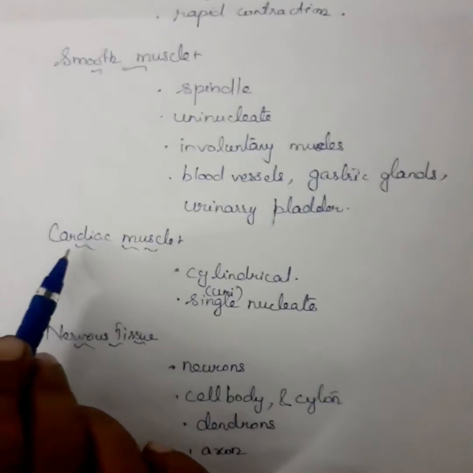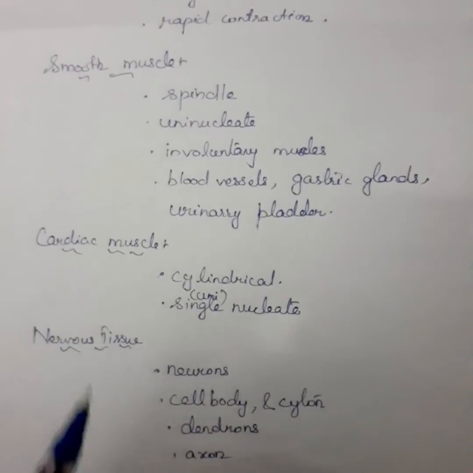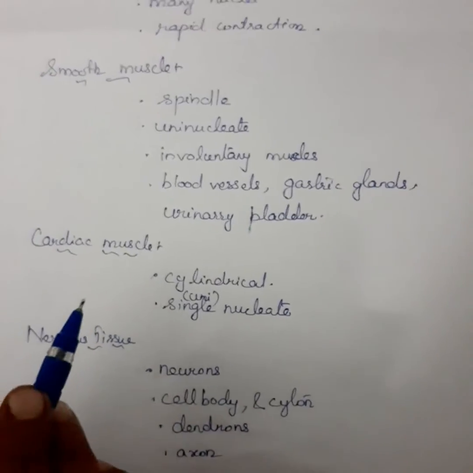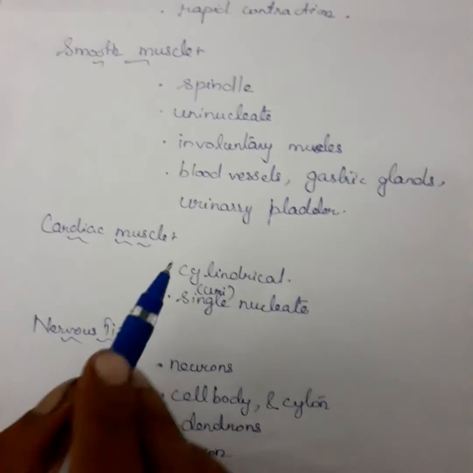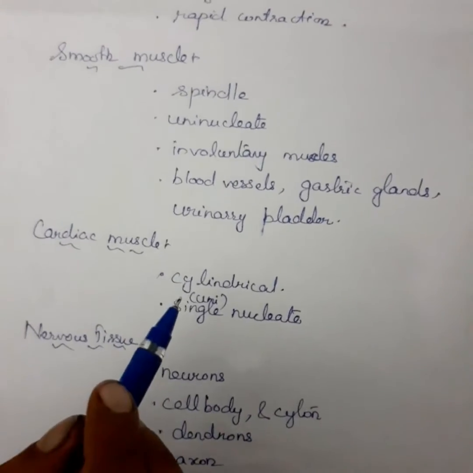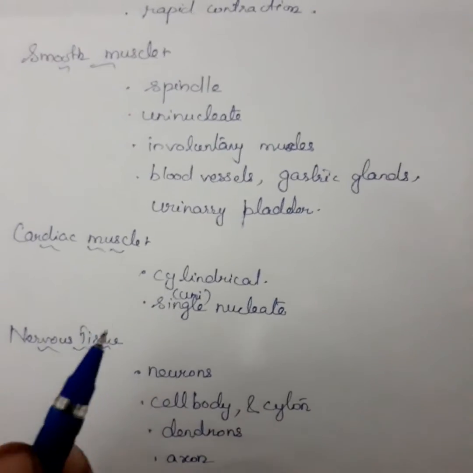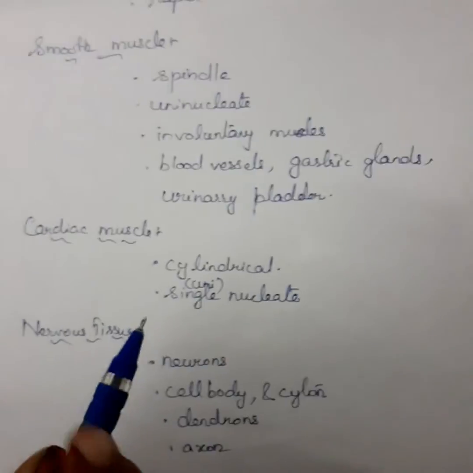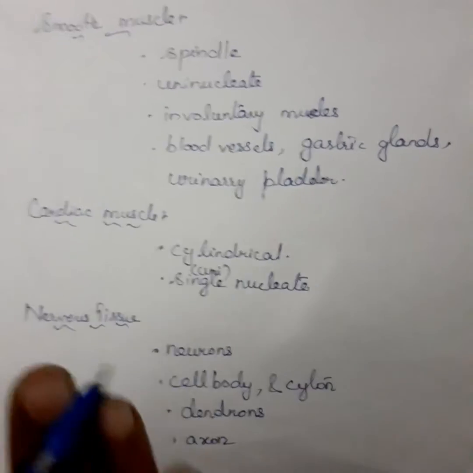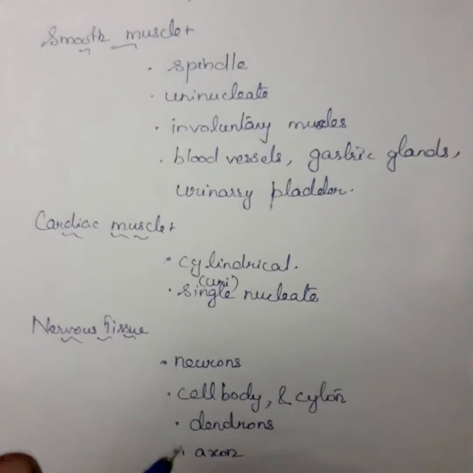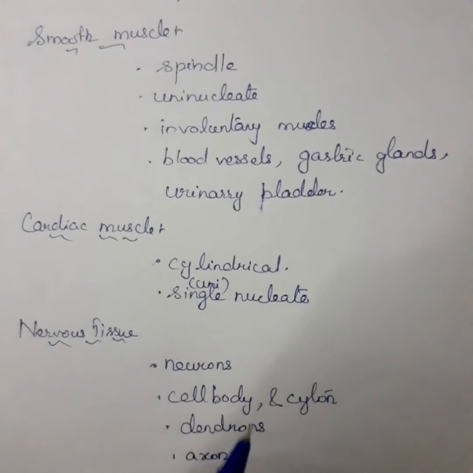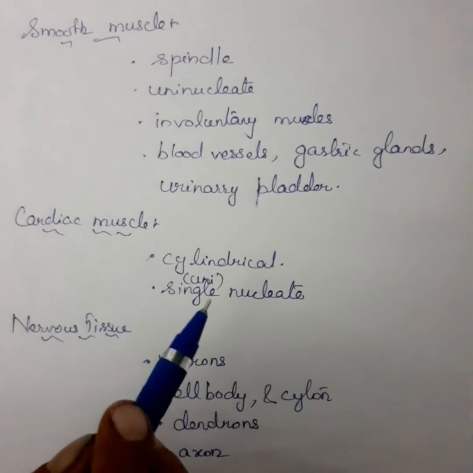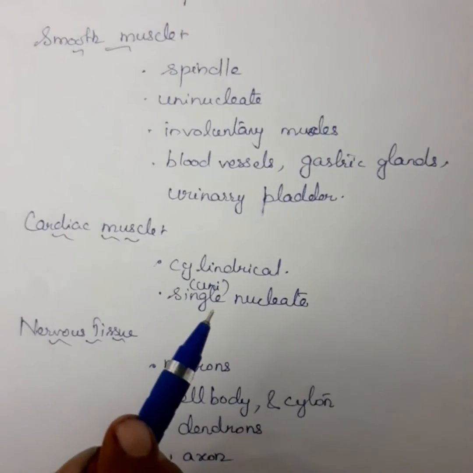Next we are going to learn about the cardiac muscles. The wall of the heart has cardiac muscles. It is a special tissue present in the heart. The muscle fibers are cylindrical in shape. A single nucleus is present in the muscle. It is very important. The branches join to form a network connection called an intercalated disc. The contraction of the cardiac muscle is involuntary and rhythmic.